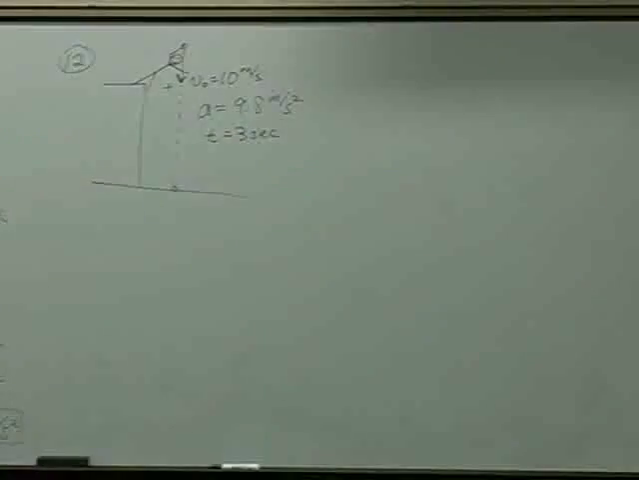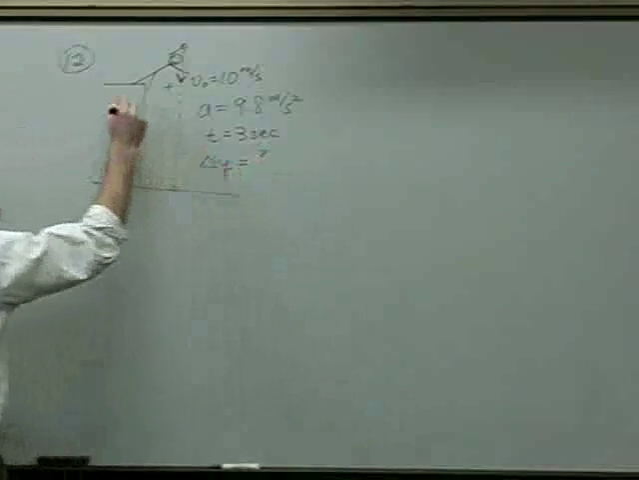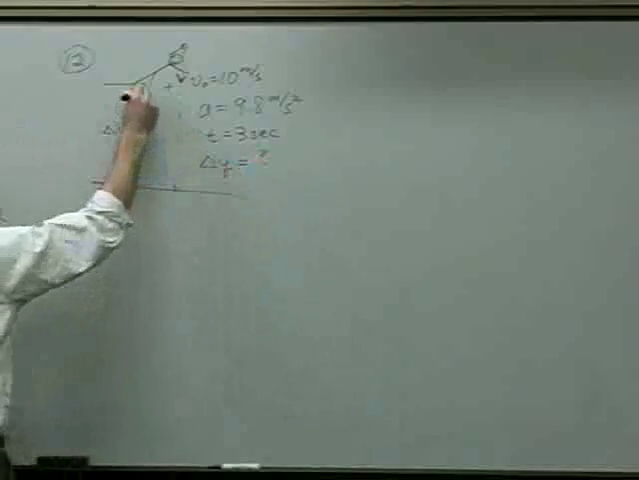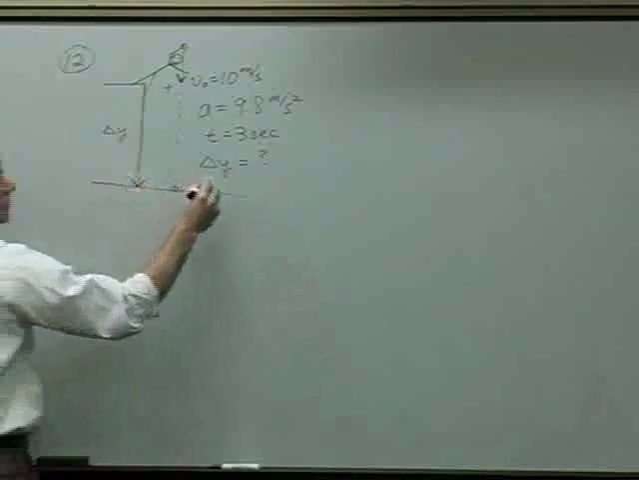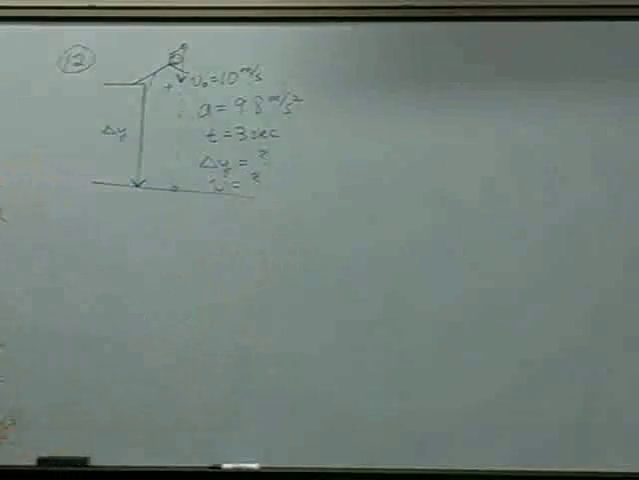What's the 4th variable in this problem? Delta y, because we're actually asked for how high it was. So we really want to know what this delta y is. Well, just for grins, let's put in final velocity in there too, just to be complete. What is the final velocity? 0. Final velocity is 0, eventually.